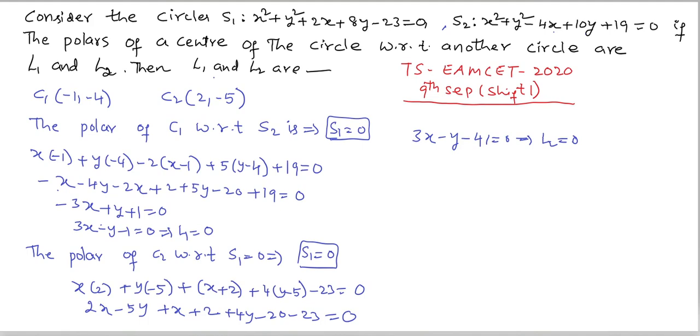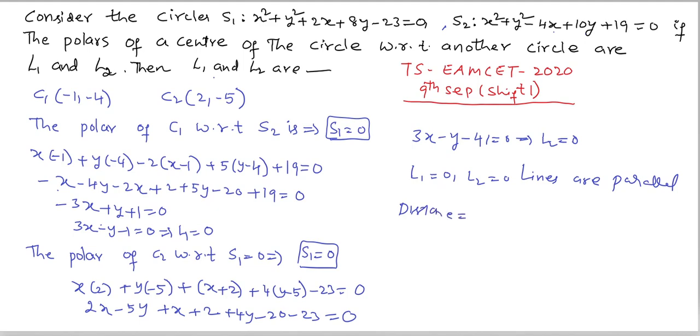So observe these two lines, L1 is equal to 0, L2 is equal to 0. The lines are parallel lines. Now we find the distance between these two.